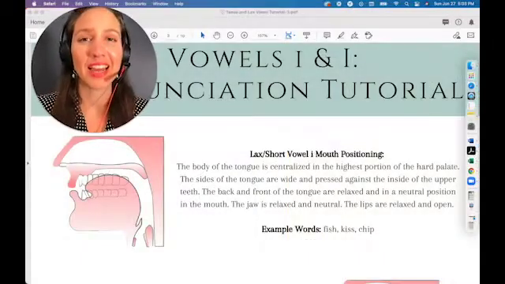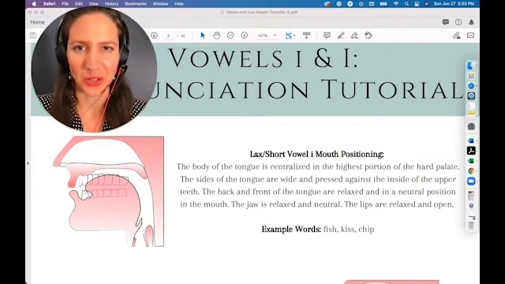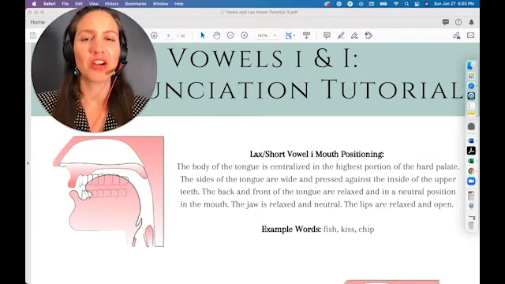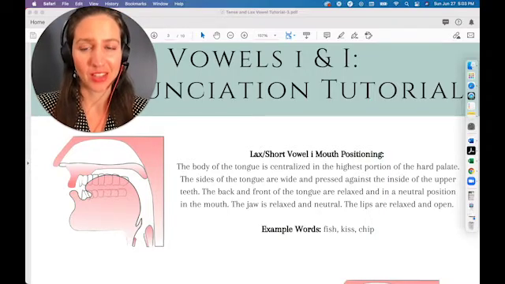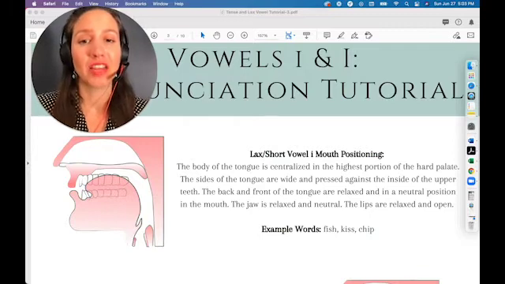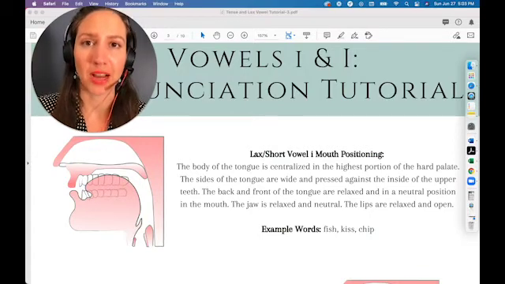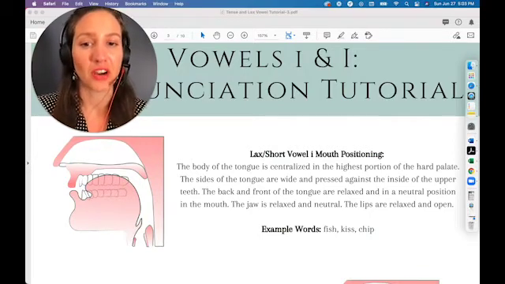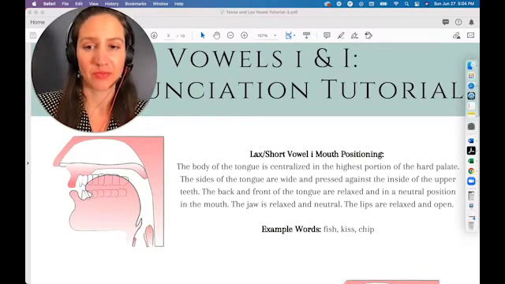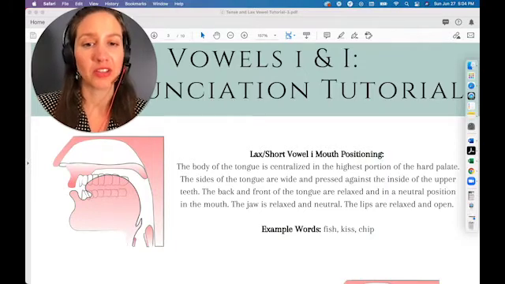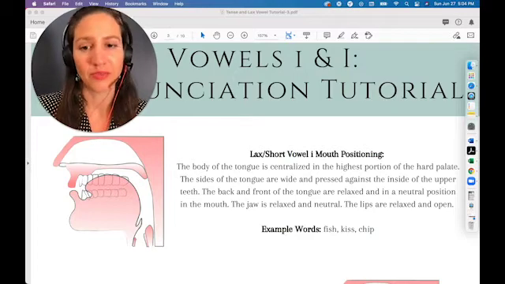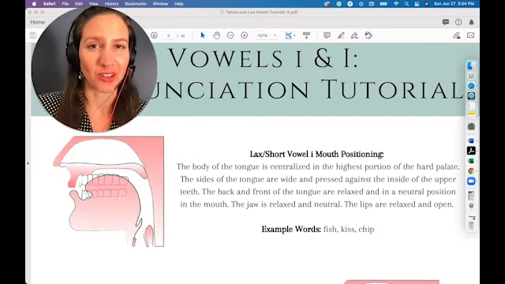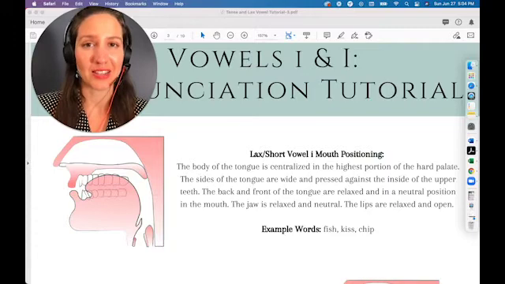Vowels I and E pronunciation tutorial. Starting with the lax or short vowel I, mouth positioning. The body of the tongue is centralized in the highest portion of the hard palate. The sides of the tongue are wide and pressed against the inside of the upper teeth. The back and front of the tongue are relaxed and in a neutral position in the mouth. The jaw is relaxed and neutral. The lips are relaxed and open.